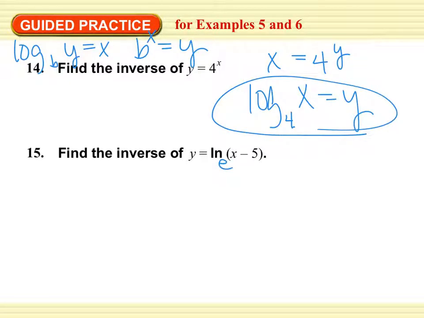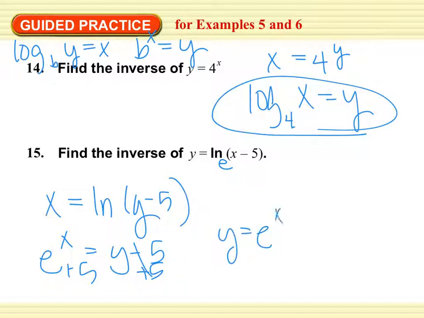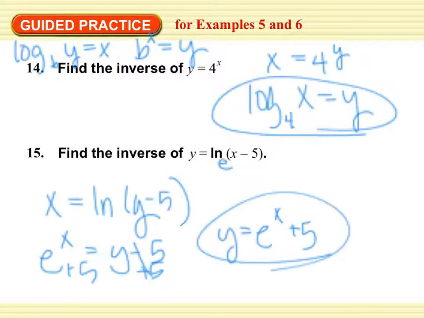Okay, for some reason I have an easier time with these. So I'm doing switch the variables. Nope, I caught it. I know you guys love catching my mistakes, and I love that you love catching my mistakes. So I'm going to do e to the x equals y minus 5, and then add 5 to both sides. So y equals e to the x plus 5.